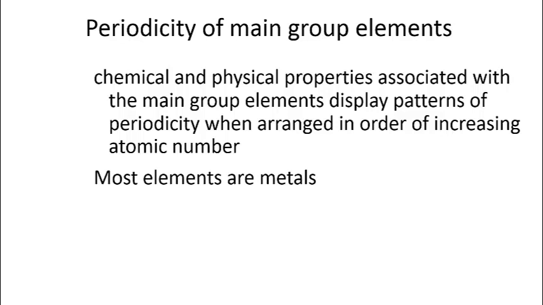In general, the chemical and physical properties associated with main group elements display patterns of periodicity when arranged in order of increasing atomic number. Most of the elements on the periodic table are considered to be metals, and a metal is a substance that's characterized by its luster and its general ability to conduct both heat and electricity.